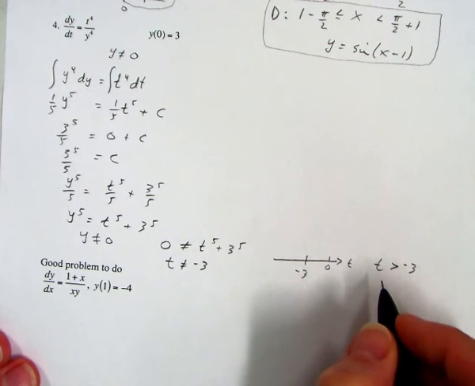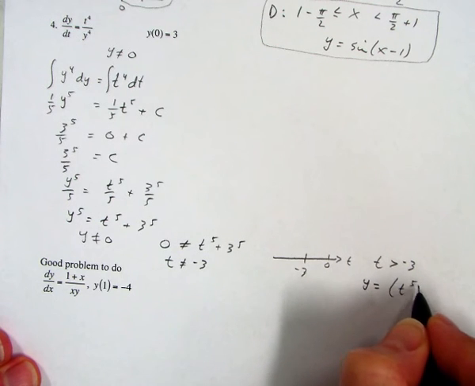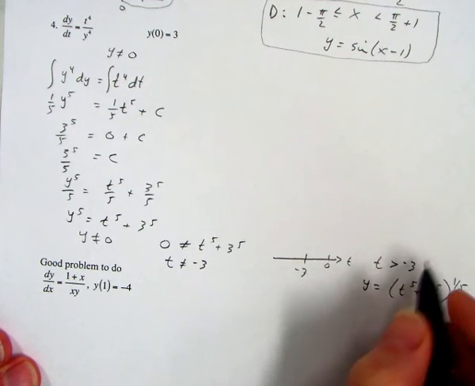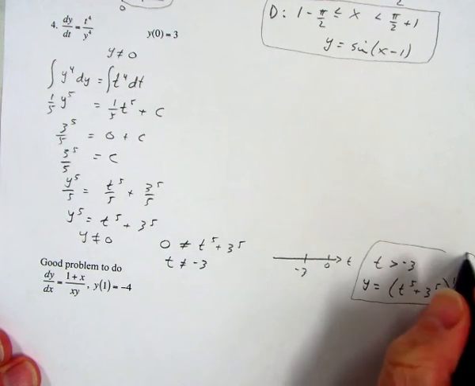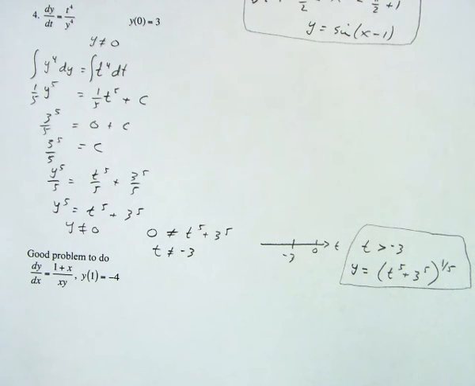So our final solution will be y equals t to the 5th plus 3 to the 5th, all raised to the 1/5, with the domain of t greater than negative 3. And that is it for the separable differential equations. Again, I want to emphasize that first sentence that we were talking about. A solution to a differential equation is a differentiable function on an open interval that contains the initial condition, or the function must be differentiable on the largest open interval that contains that initial condition.